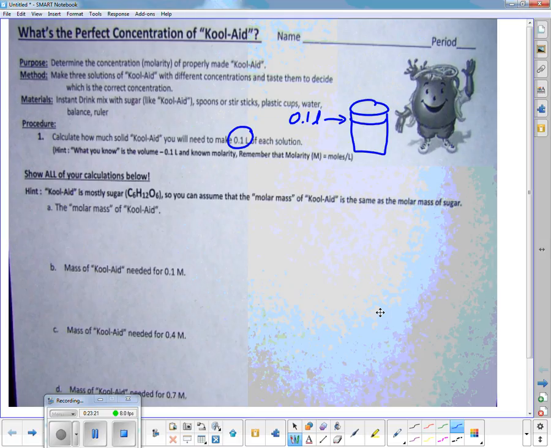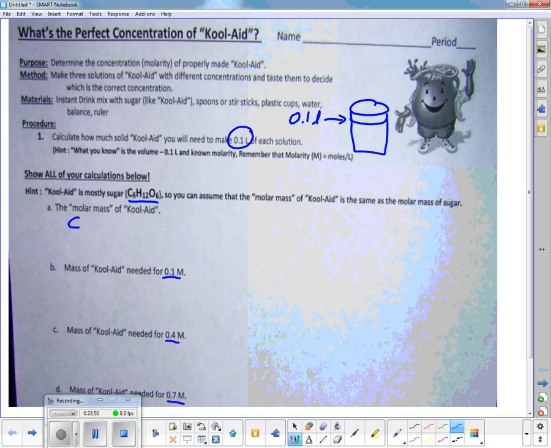Now, we know the volume, and we know the molarity at each concentration, because here's the concentration of each thing. What we need to find out is how much we need to put in to get to that concentration. So, first thing we need to do is to assume all of the Kool-Aid is basically sugar. It mostly is. It's got a little bit of flavoring, but we're going to assume it's all sugar. So first thing we need to do is find out the molar mass. So let's do the molar mass.